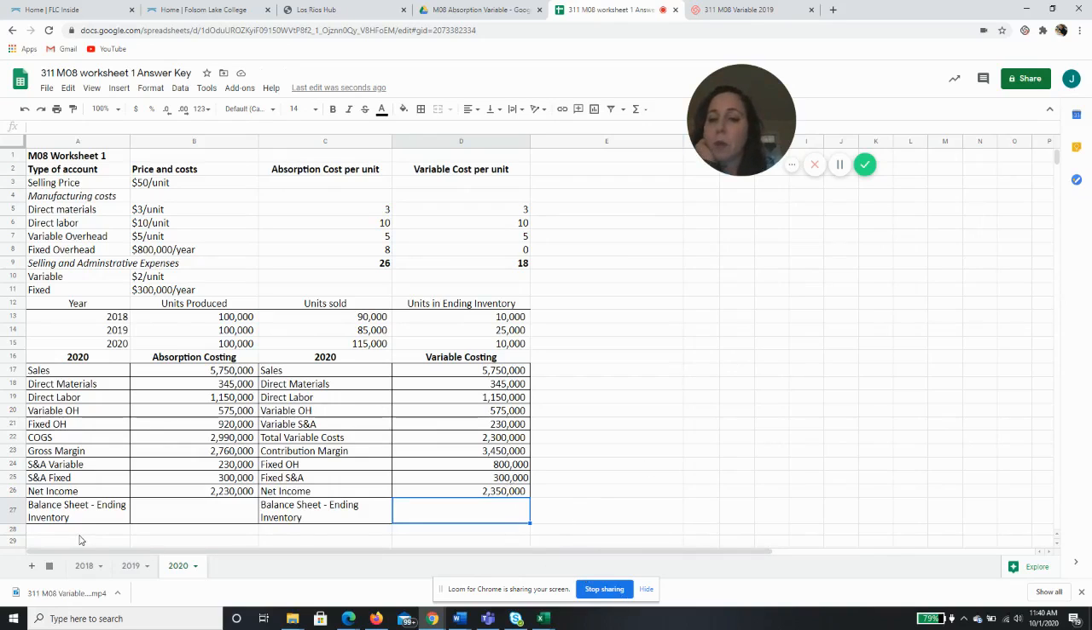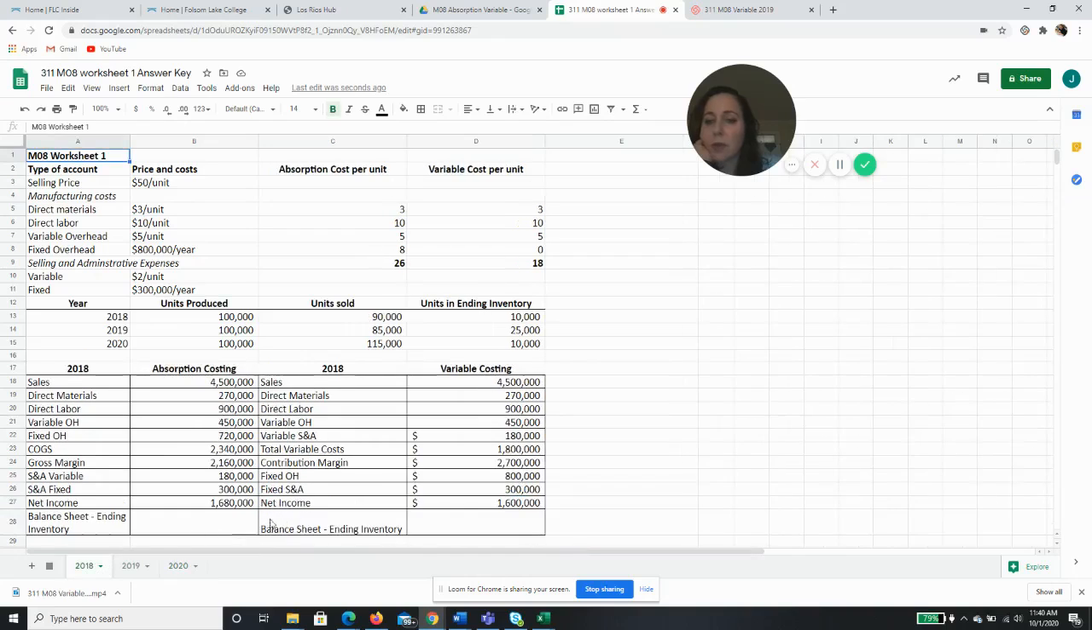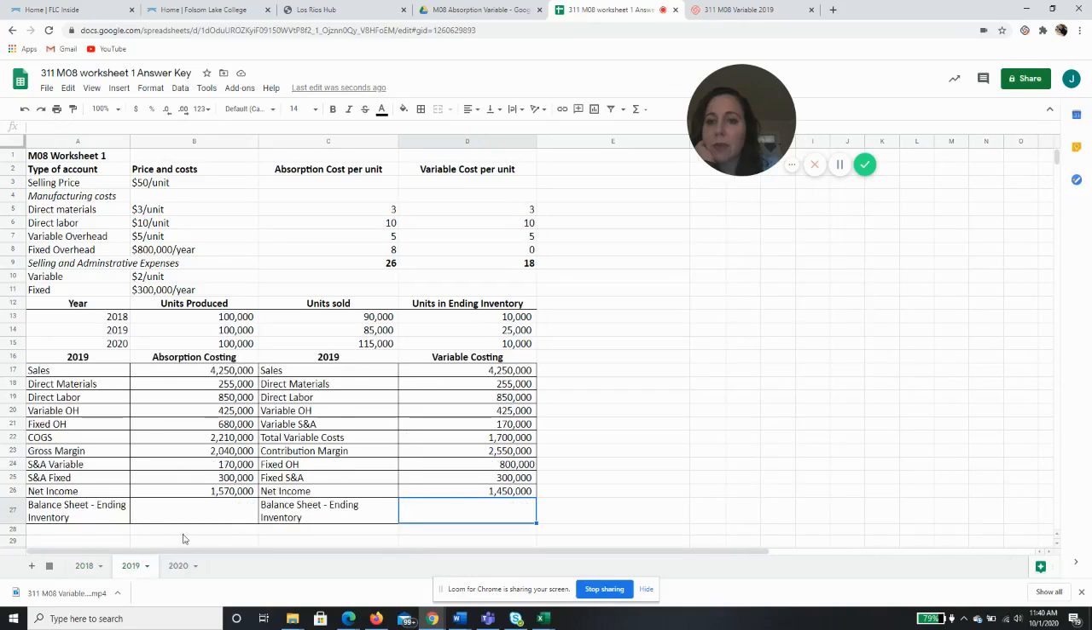So what I want us to look at is, if you look at 2018, when we produced 100,000 units and sold 90,000, our net income is higher under absorption costing and lower under variable costing. That's because a portion of the fixed overhead is sitting in our ending inventory under absorption, but it was all expensed in variable. 2019, we produced more than we sold. So our absorption net income is higher than our variable net income.